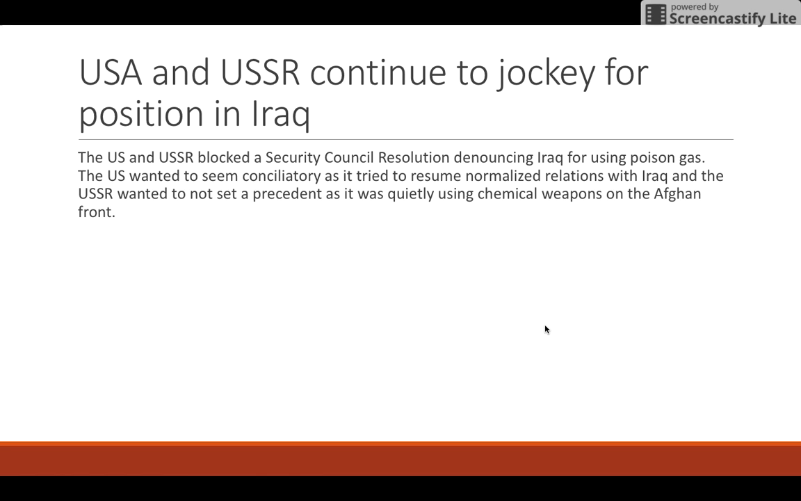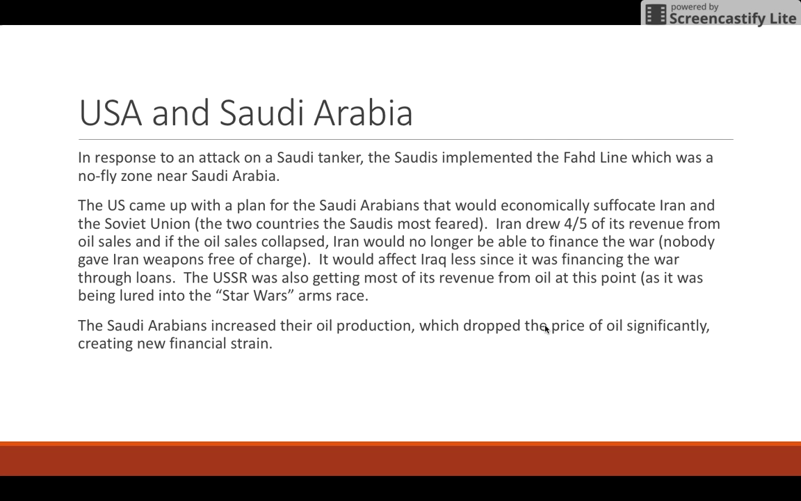The United States wanted to seem conciliatory and wanted to try to resume normalized relationships, whereas the USSR likewise wanted to do the same, but also wanted to not set a precedent as it was also using chemical weapons in Afghanistan.